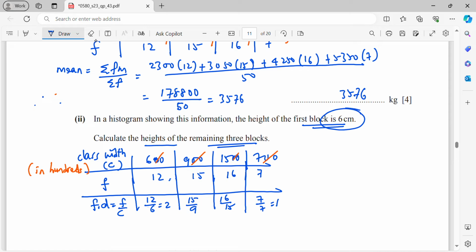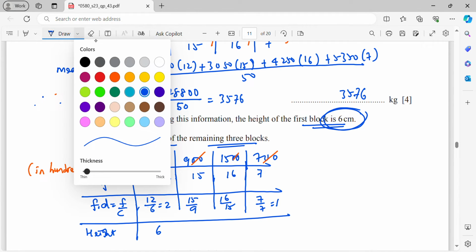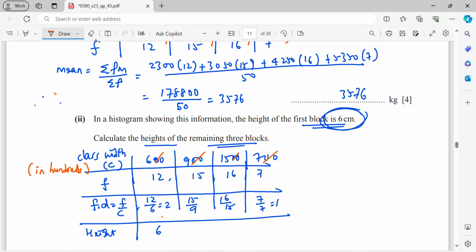But then the height is 6. So now the height, the first one is 6. So it means that here basically you need to times 3. Okay, all this you need to times 3.